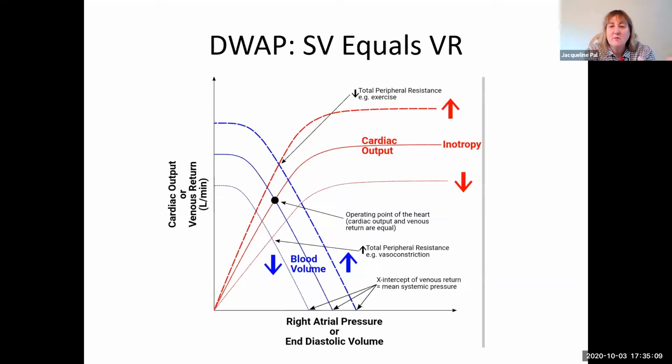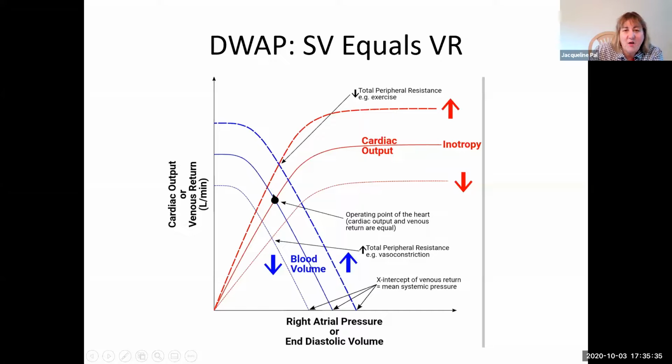So take a minute and look at this slide. We have two different graphs superimposed on each other. In red is cardiac output. For now, just switch those words to stroke volume, and you can see the effects of contractility on stroke volume. And in blue, we have blood volume, which is our venous return.